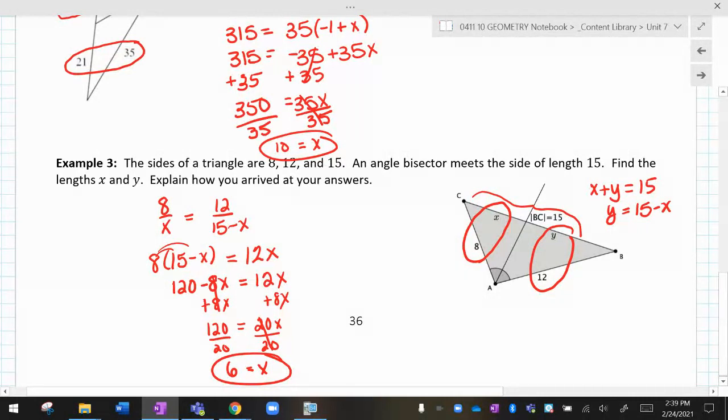Now the question says, find the lengths of x and y. Well, if x equals 6 and that whole side was 15, y is 9. That's the angle bisector theorem. You bisect an angle, you create a proportion every single time.